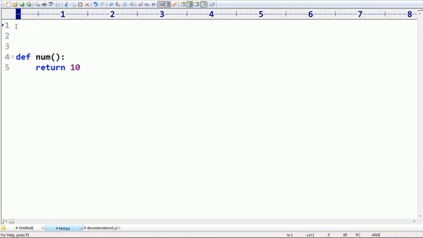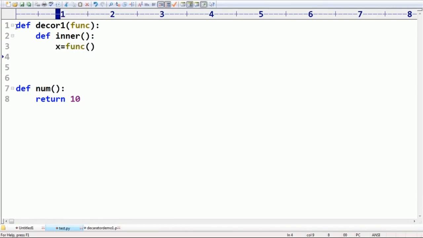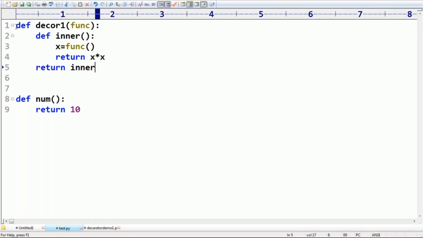I'm defining def decor1 with func, as is common. This function is not going to take any argument. x is equal to calling the function, then return x into x, and return this inner. Can you please observe that? Take very special care about this one, sir.